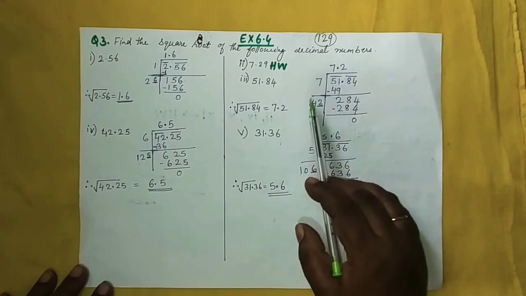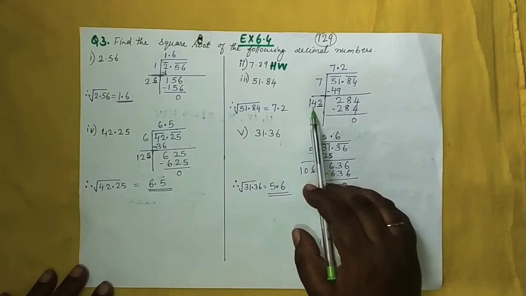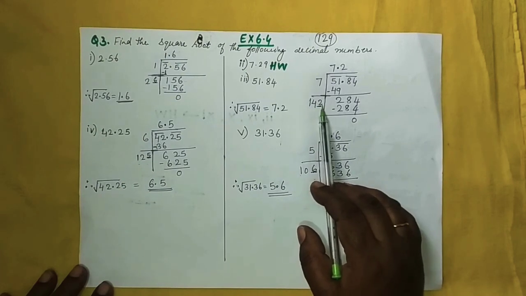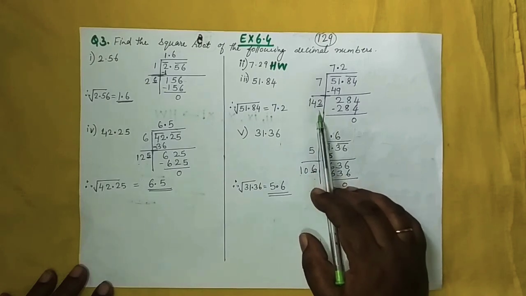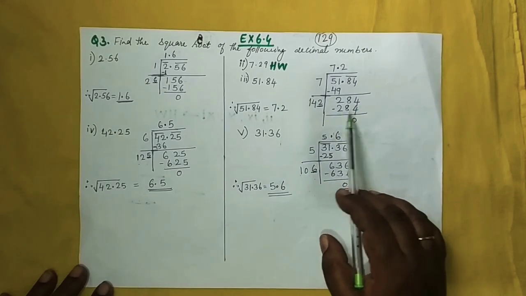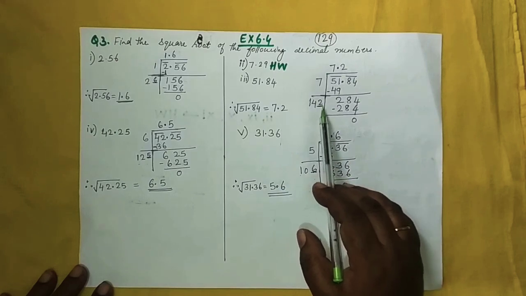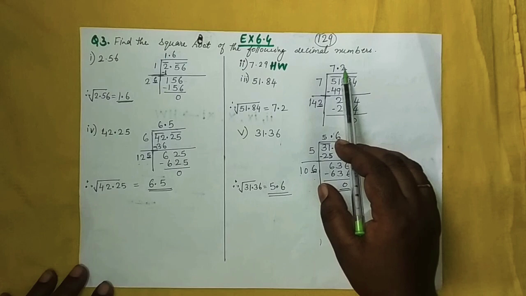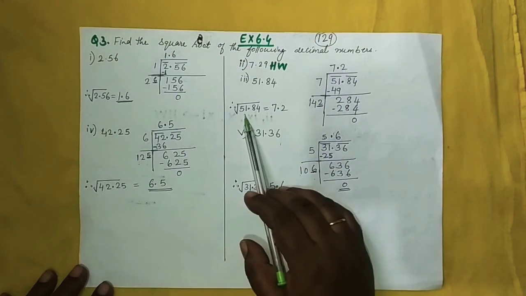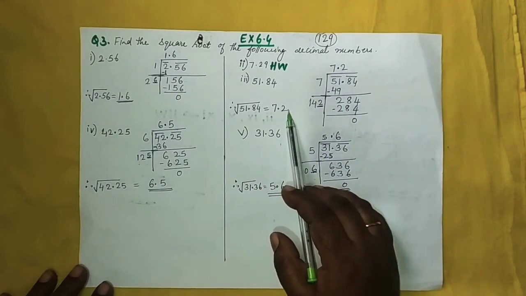Now 7 twos are 14. We have written here. Now right side of 14 we can write a digit in such a way that when we multiply the number formed with that digit, you have to get 284. 142 into 2 is 284. So what will we write? 2. That we are writing in the quotient also. So square root of 51.84 is 7.2.